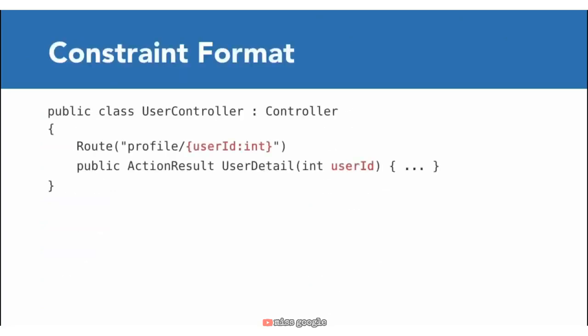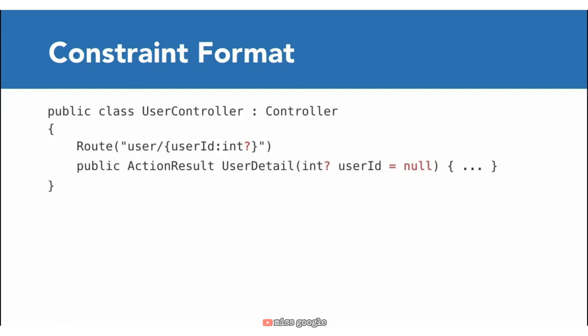The format that you use when you're adding a constraint to a route parameter is the route parameter name followed by a colon followed by the constraint name. For example, in this code, it looks for only paths that begin with user/ and then a user ID, which has to be in the form of an integer value.